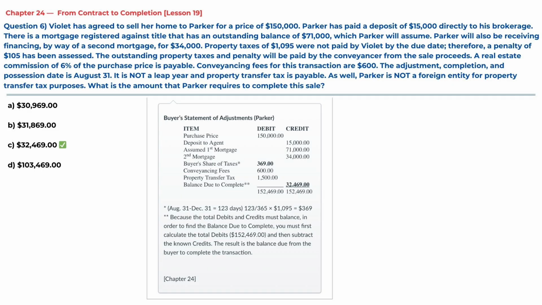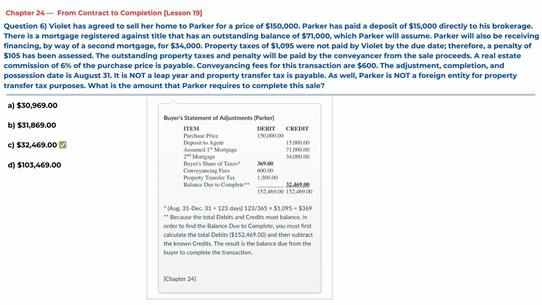The adjustment, completion, and possession date is August 31st. It is not a leap year and property transfer tax is payable. As well, Parker is not a foreign entity for property transfer tax purposes. What is the amount that Parker requires to complete this sale? Solution. Buyer's statement of adjustments, Parker.